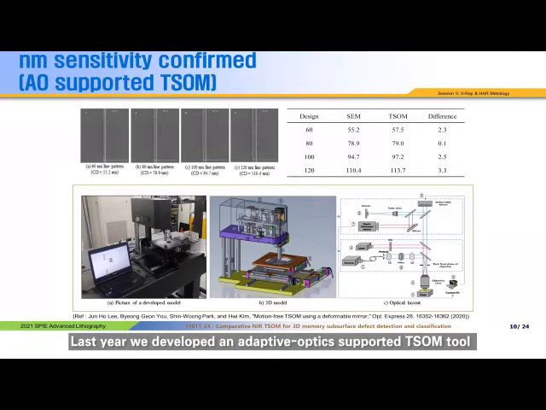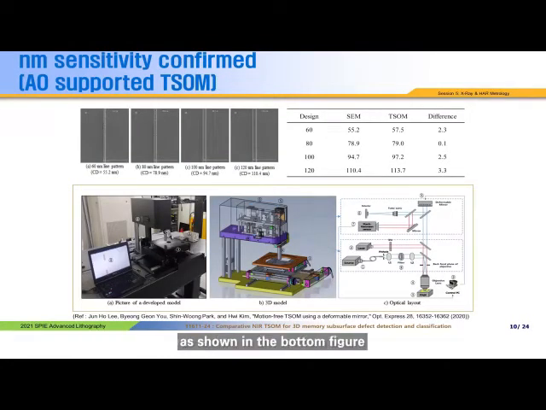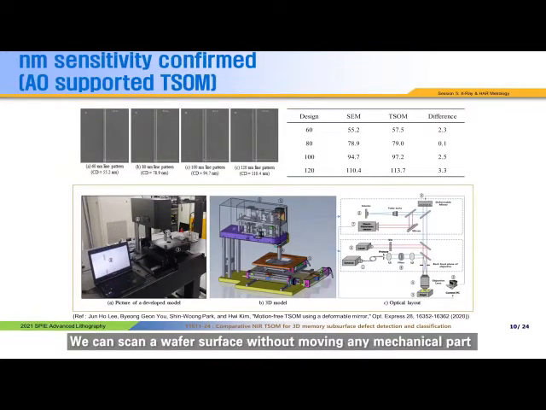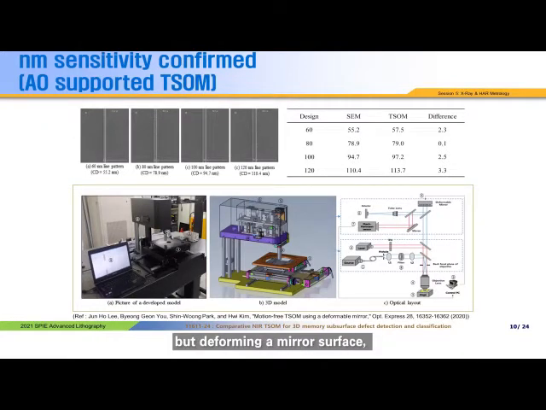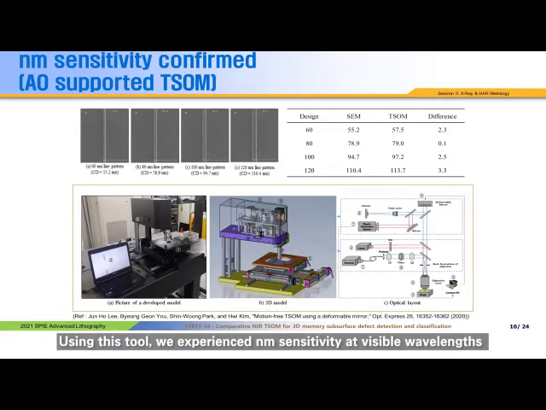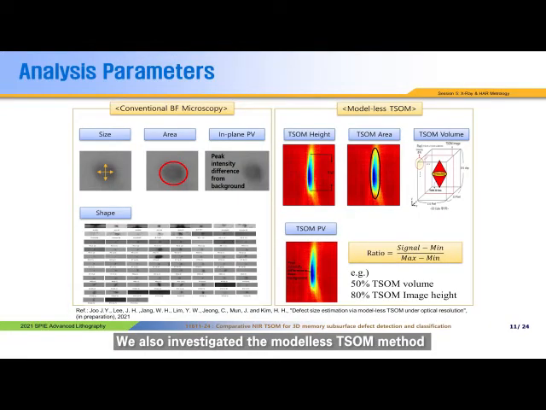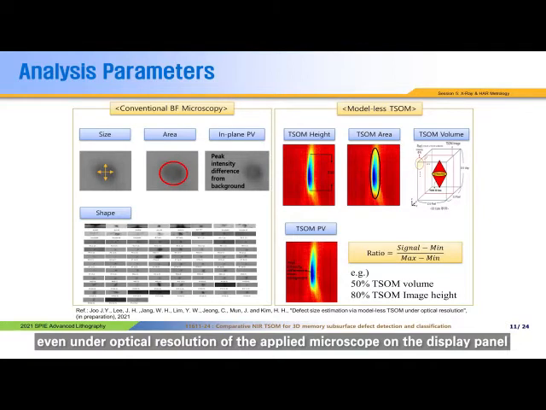Last year, we developed an adaptive optics-supported TSUM tool as shown in the bottom figure. We can scan a wafer surface without moving any mechanical parts, but deforming a mirror surface, which was funded by Nextin and Samsung Electronics. Using this tool, we experienced nanometer sensitivity at visible wavelengths less than 1/50th of the detector sampling distance. We also investigated the modulated TSUM method to estimate the size or height of surface defects even under optical resolution of the applied microscope on the display panel.